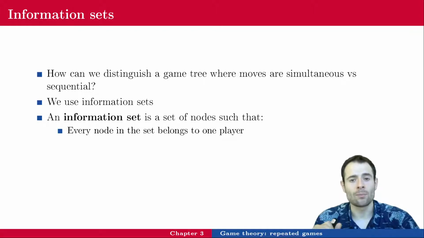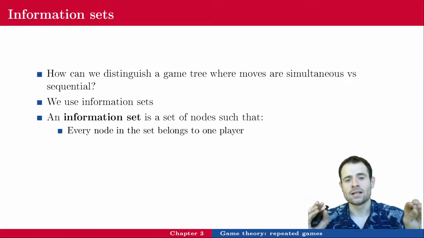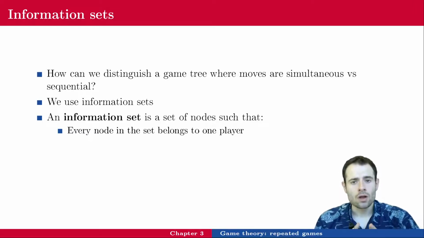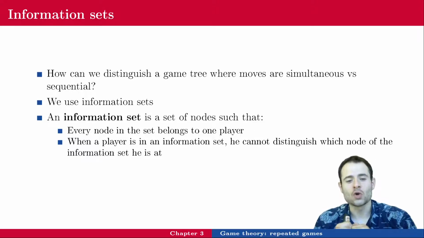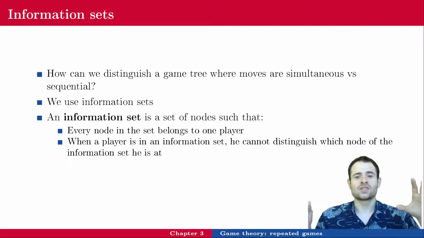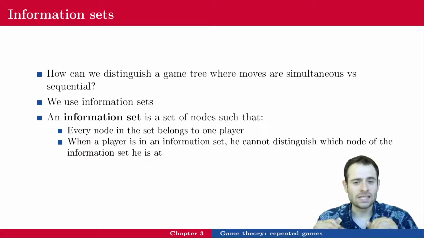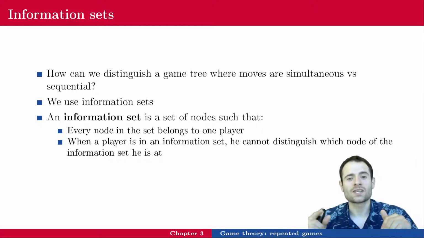Every node in the set belongs to one player. So I cannot include in my information set the node where one player moves and the node where another player moves. An information set is supposed to describe the information known when a move has to be made. So, two different players' nodes cannot be in the same information set because the information will not be the same for each. And when a player is in an information set, he cannot distinguish which node of the set he is at. So if an information set contains 3 nodes, he doesn't know if he is in the left node, middle node, or right node. This means that he doesn't know what happened before. He only knows that it is his turn to play, but he doesn't know what was played before.